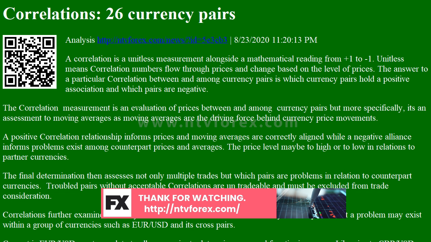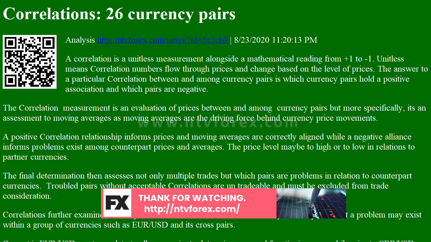GBP NZD is a deeply troubled pair between and among counterpart currency pairs as follows: GBP NZD vs GBP USD 29%. Low. GBP USD vs NZD USD 82%. GBP NZD vs NZD USD 29%. GBP NZD barely reveals a pulse to current prices and averages and to main counterparts, which means GBP NZD prices are too high or low in relation to GBP USD and NZD USD because of the positive correlation between NZD USD and GBP USD.